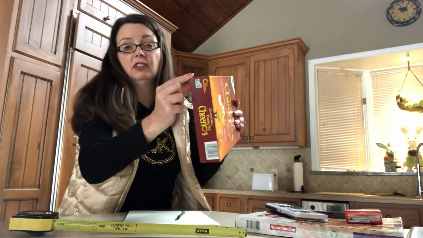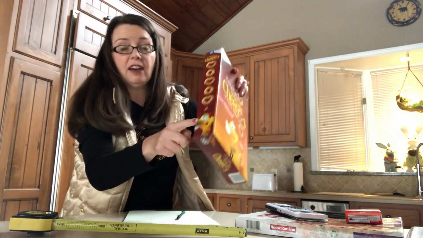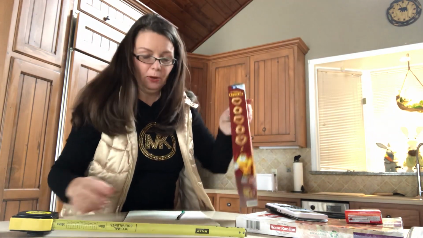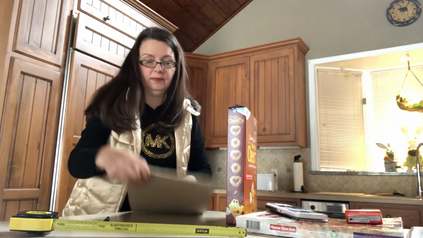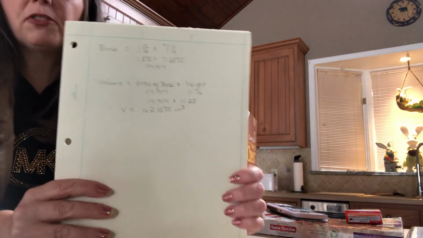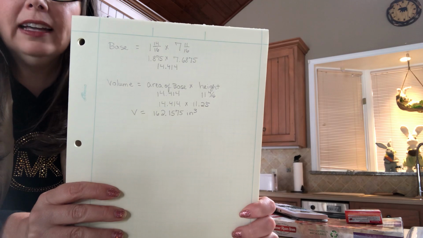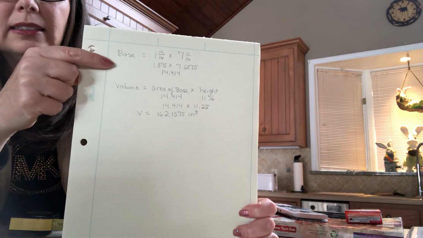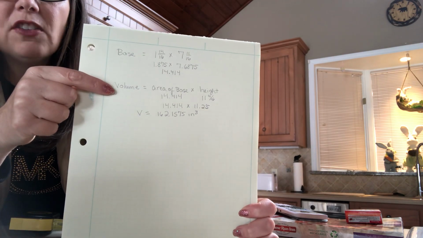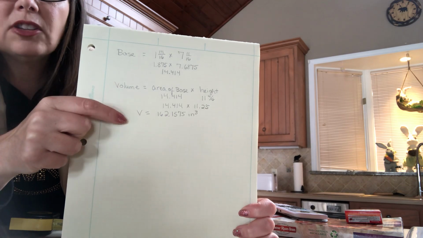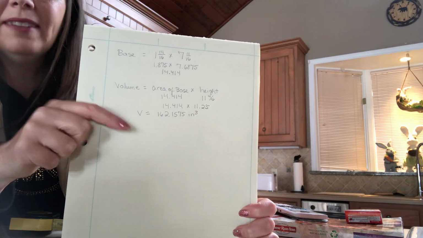Because I have 3 dimensions: length, width, and height. Those 3 dimensions, I multiplied inches by inches by inches. That gives me inches cubed. So that is my first calculation. I found the area of the base, then to find the volume, I did the area of the base times the height to get my total volume. Now I need to find the surface area of my Cheerios box.